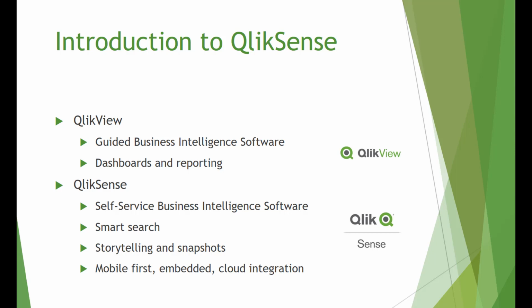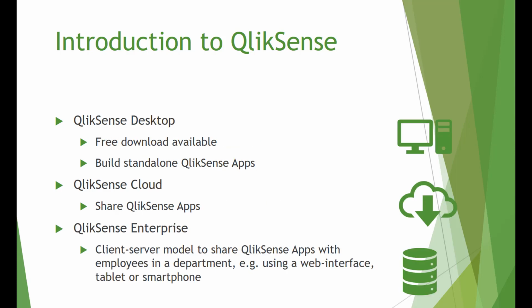QlikSense also offers some new features such as data storytelling and snapshots. So the idea here is that you don't want a predefined dashboard, but you want to explore your data and then take a certain snapshot in time, which you can later use in a presentation. Smart Search is a feature where you can search through your entire data set and then change your current selection of filter criteria to your search results.